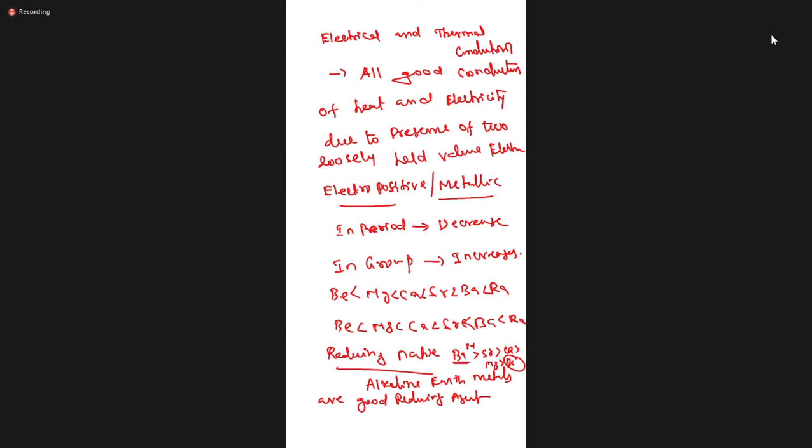What is the reason for that? The E naught value, the electrode potential value, is very low. If the electrode potential value is low, it is a strong reducing agent. In the whole periodic table, lithium is the strongest reducing agent. Comparing first A group and second A group elements, first A group elements are stronger reducing agents. Is it clear? Yes, sir.